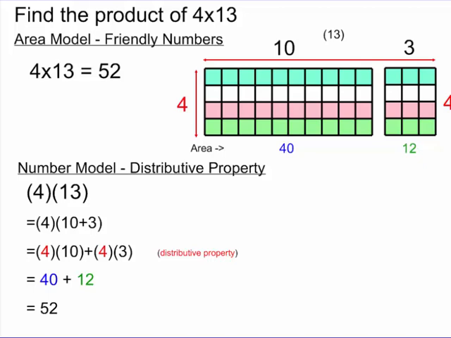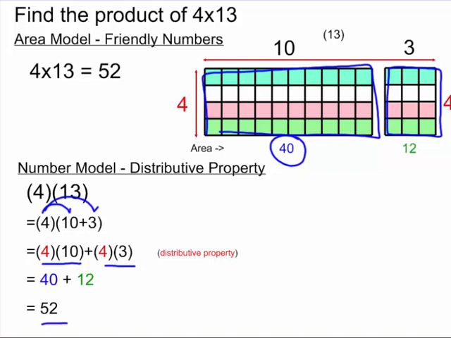When we look at the number model, again, we've broken the 13 down into a 10 plus 3. And the actual distributive part comes from when I multiply that 4 into each of those terms. And when we see this 4 times 10 here, that is the same as this piece on the area model. And the 4 times the 3 is the same as the second piece, or the second rectangle on the right there. And we have a 40 plus a 12 again to get the same result as 52. So that's a bit of a warm-up for our number model and our area models.